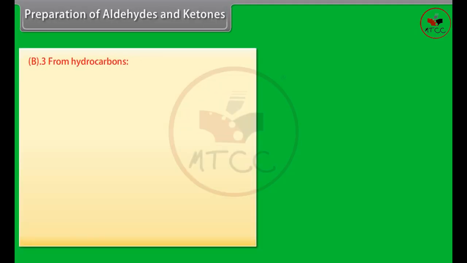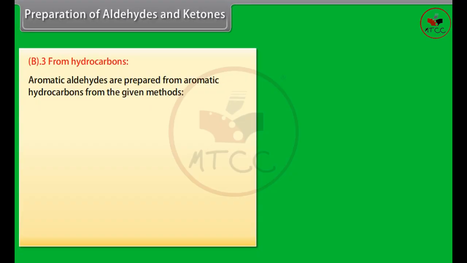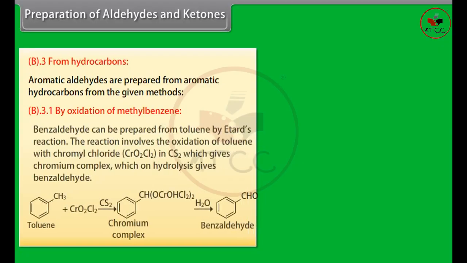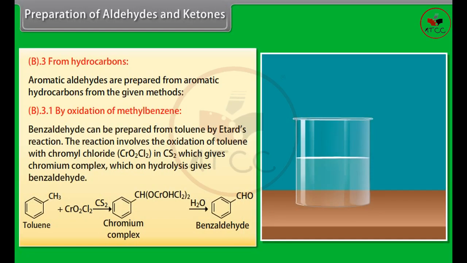Preparation of aldehydes and ketones. From hydrocarbons. Aromatic aldehydes are prepared from aromatic hydrocarbons by the given methods. By oxidation of methylbenzene. Benzaldehyde can be prepared from toluene by the Etard reaction.